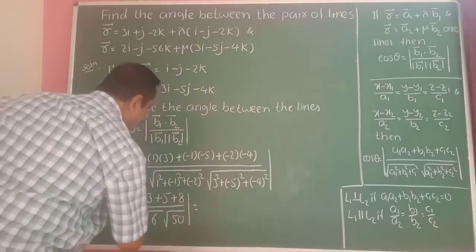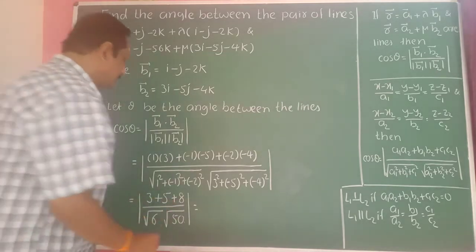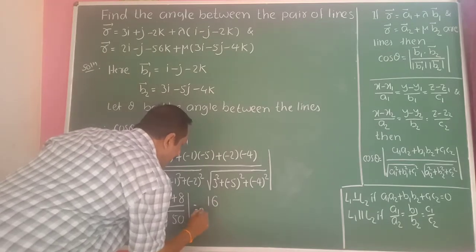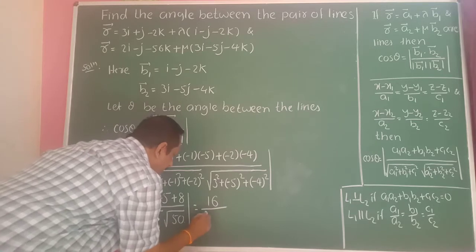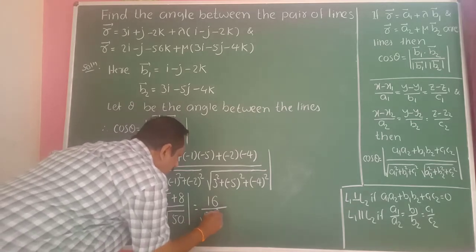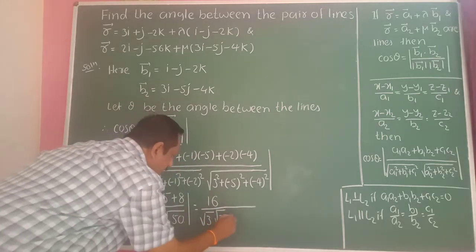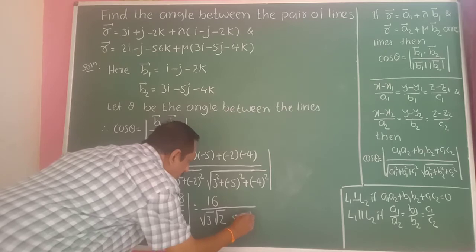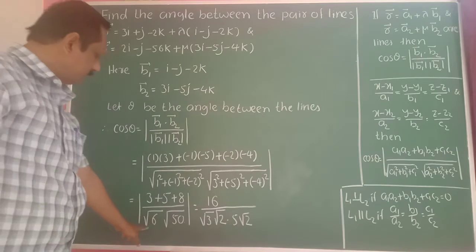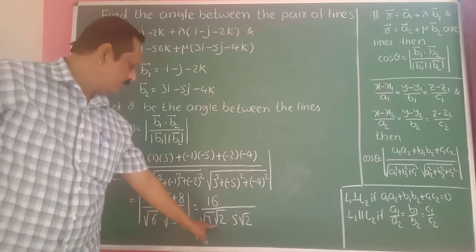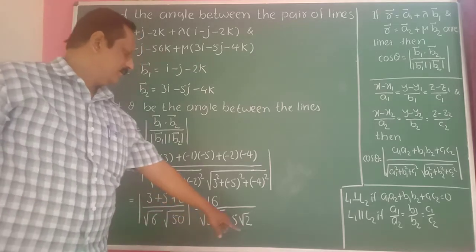Then this is equal to 5 plus 3, 8, 8 plus 8, 16 here. So 16 divided by square root of 6. We can write root 6 as root 3 into root 2, and square root 50 here. So you can take 5 root 2. Root 50, the square root of 25 is 5, so 5 root 2.